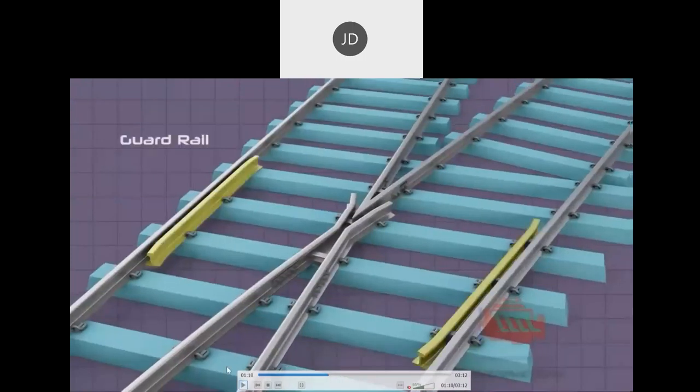Near the frog, or opposite the frog, a check rail is provided towards the stock rail, basically to maintain the directional movement of the wheel along this direction. This is a guardrail basically.